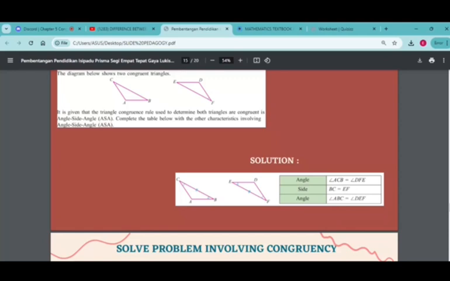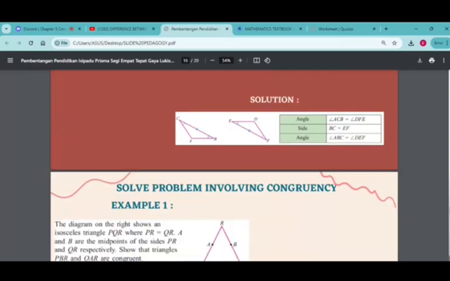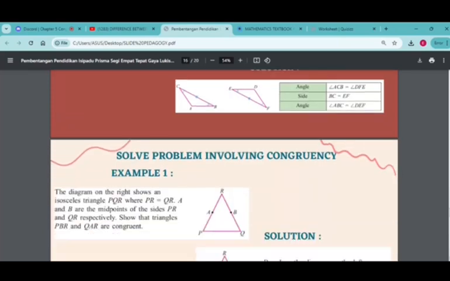Can you explain what is angle? Angle is the degree inside. Then the sides are the same, and the angles are also the same. Oh, okay, Miss. Do you understand so far, Asia? Understand, Miss. Okay, good.